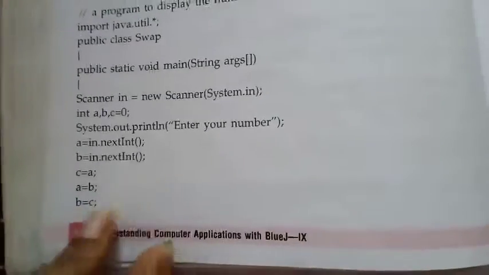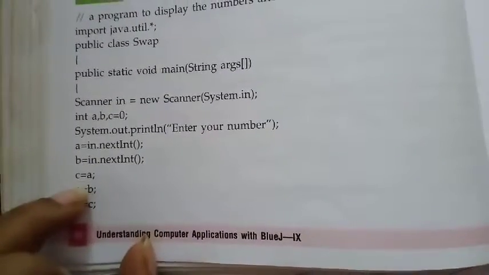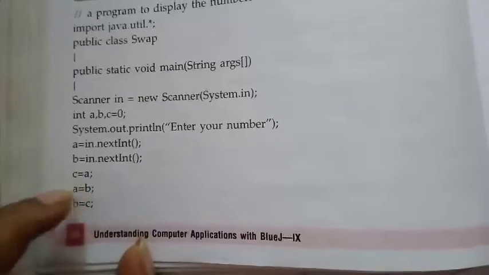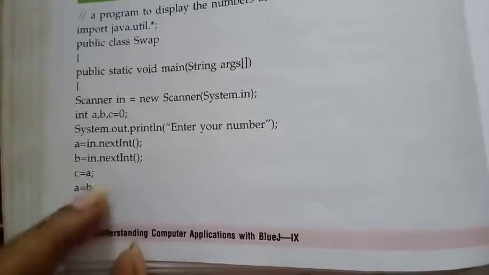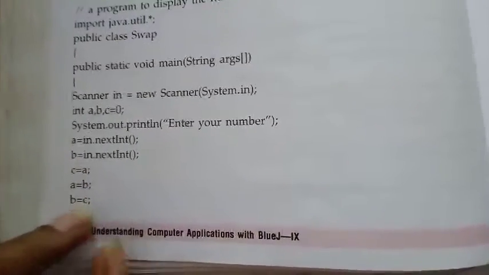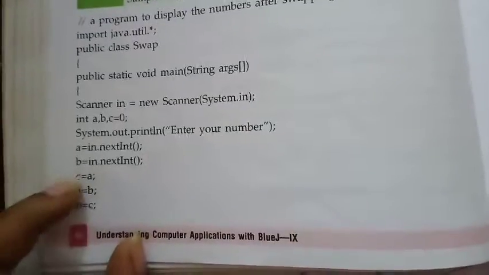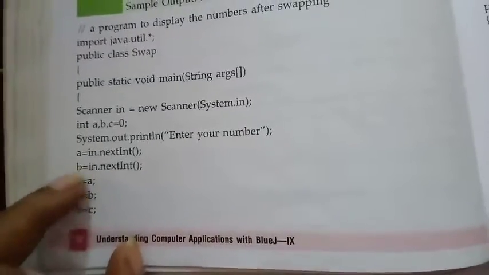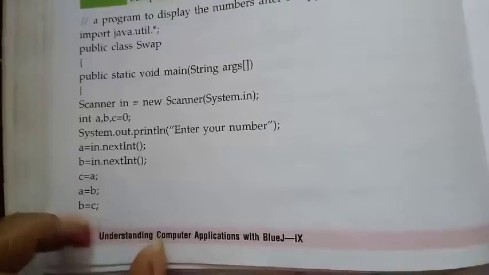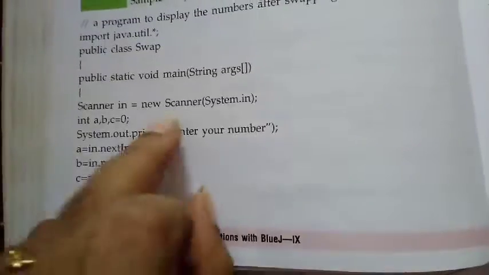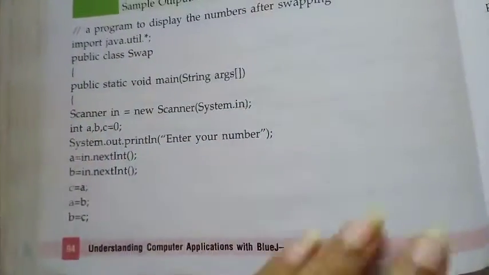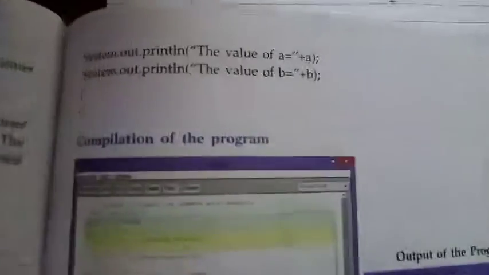Okay, so that's why we need another variable to save the data with, so that we can change the data without losing it. That is the reason we are using a temporary variable. So this is the way we swap the data, and this is the way we use the Scanner class also.